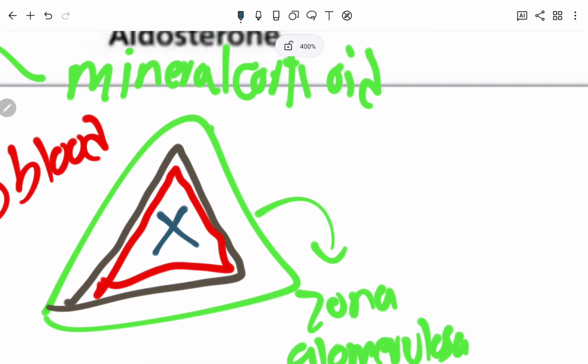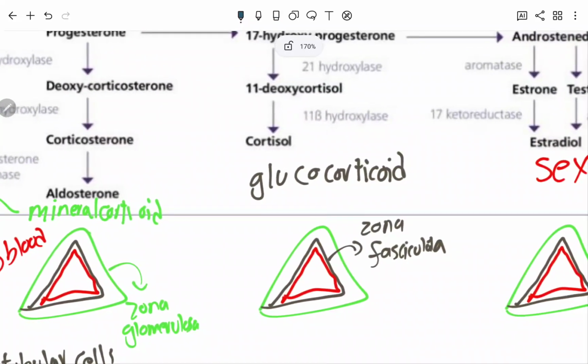However, we're going to ignore the adrenal medulla because it has nothing to do with the synthesis of corticosteroids. So we're just going to ignore it. Now, let's talk about the second type of corticosteroids.